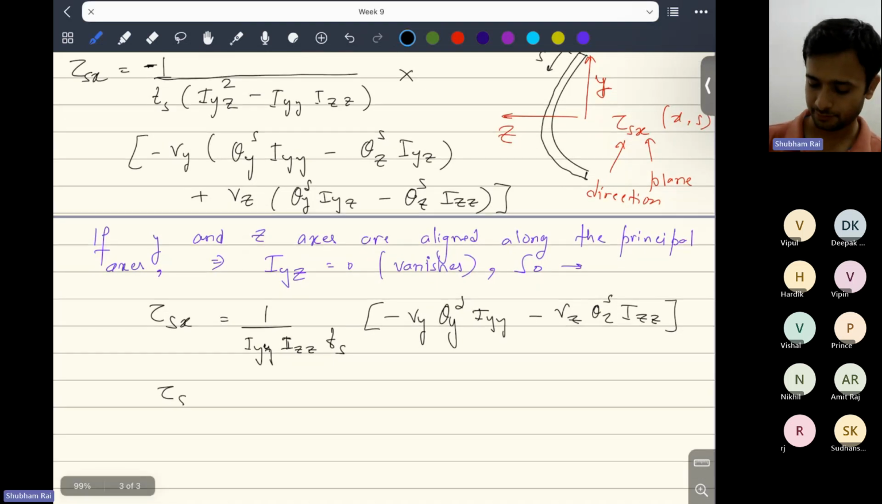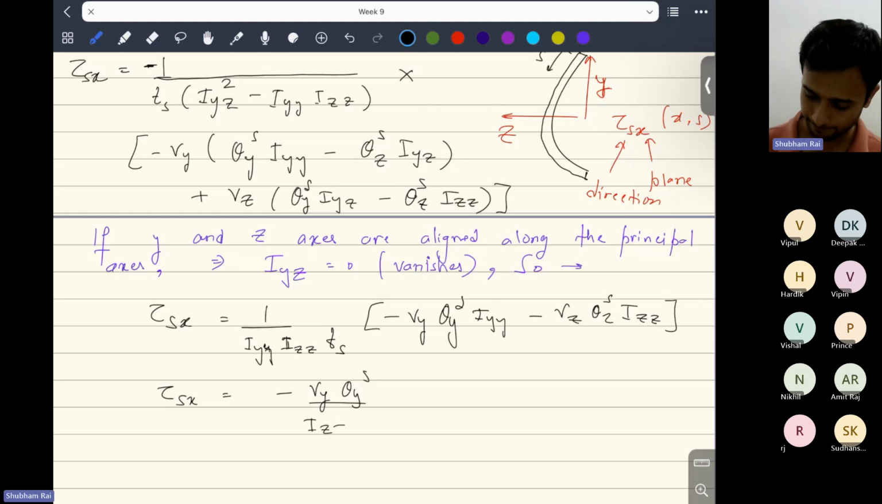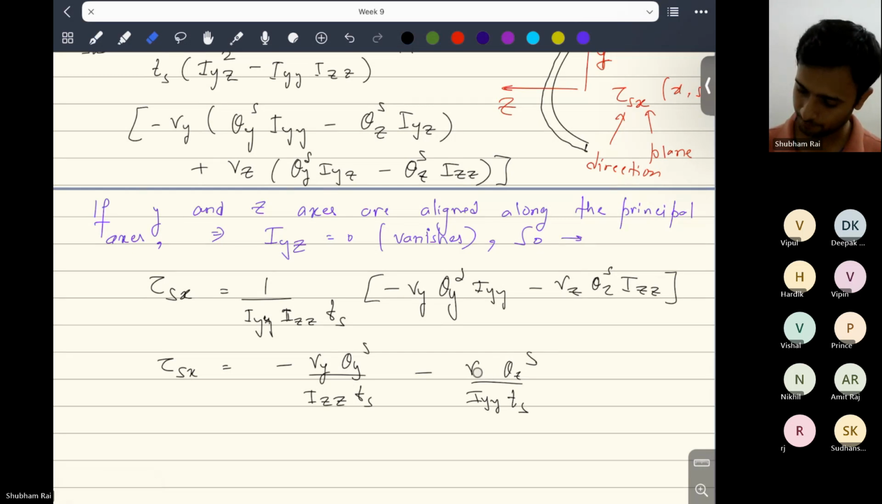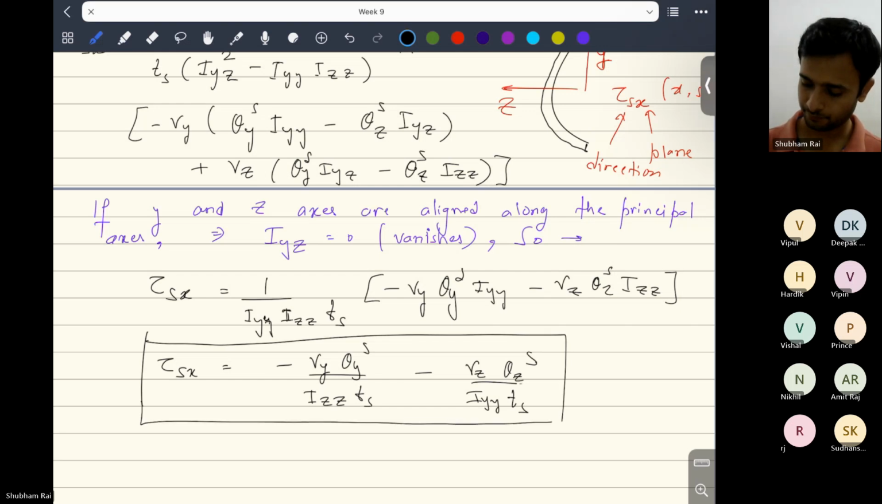Now further, if you simplify, you will get minus of Vy Qys over Izz into Ts, minus of Vz into Qzs over Iyy into Ts. So that is all related to formulas.